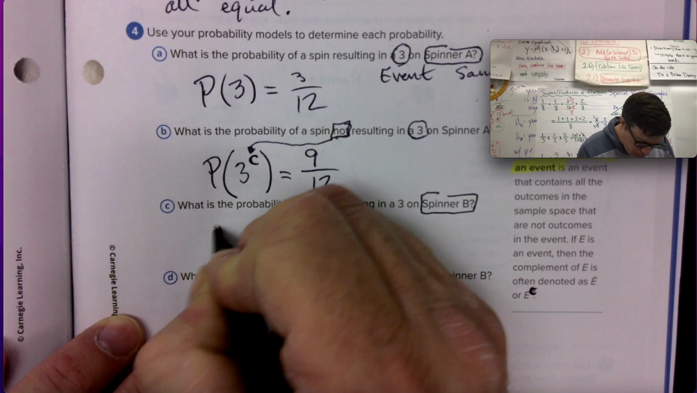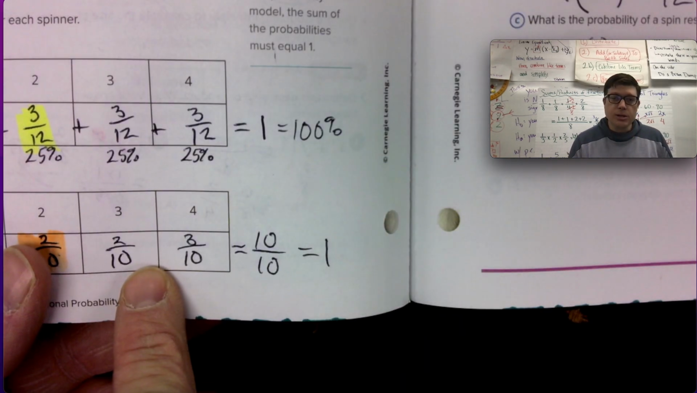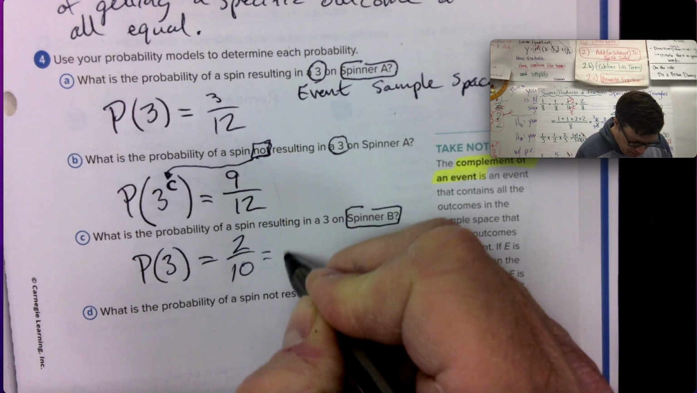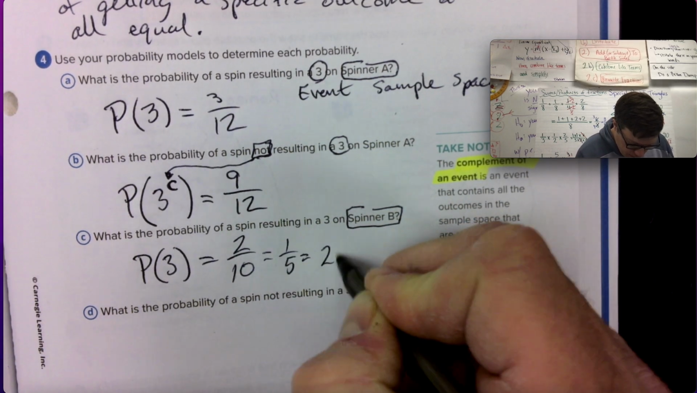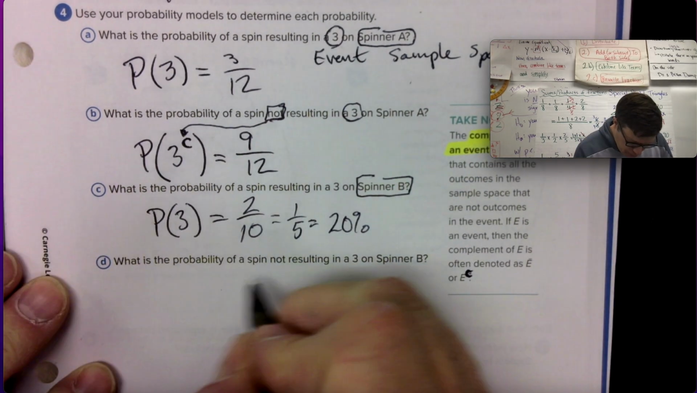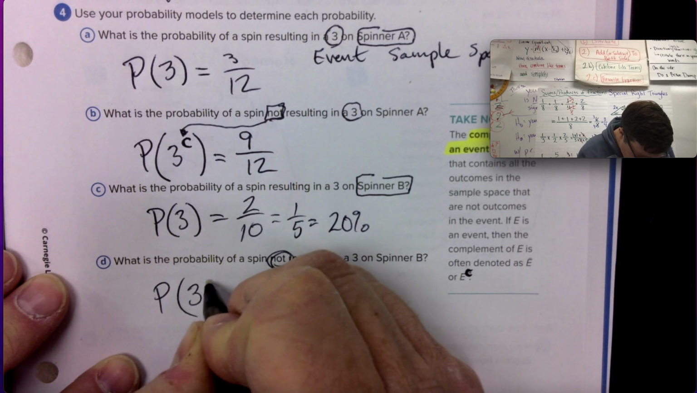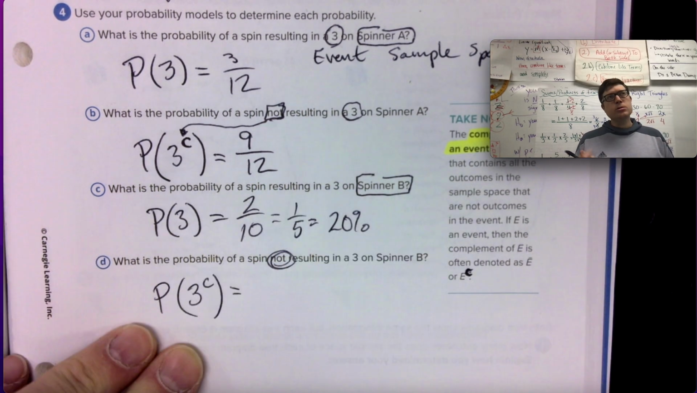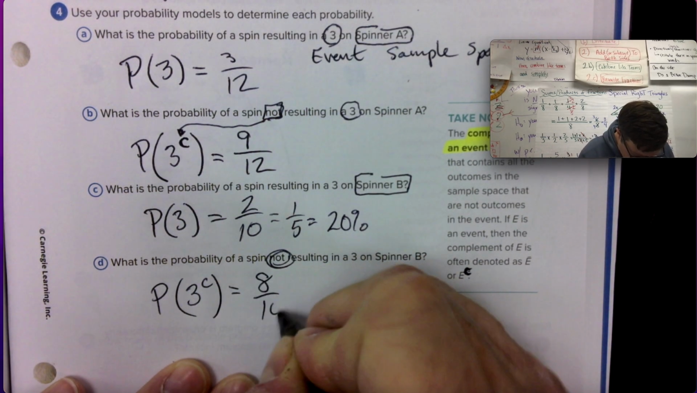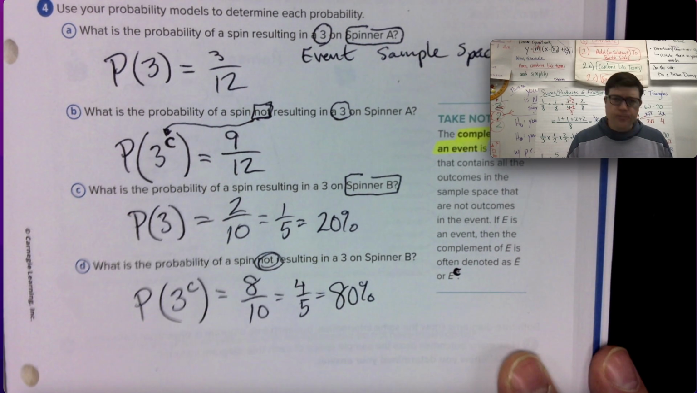3, so I'll go over here. I see 2 tenths, aka 1/5, aka 20%. Okay. Probably spin not resulting. So complement. And that'll be the rest of 2, 8. Okay, 8 tenths, or 4/5, or 80%. Okay.